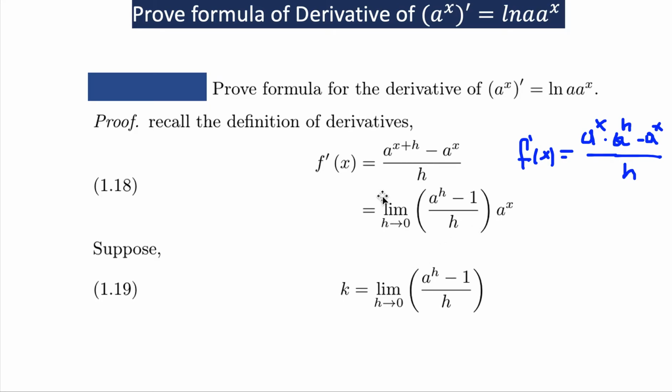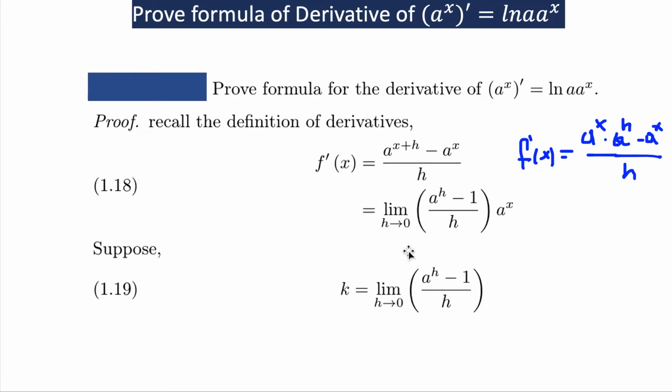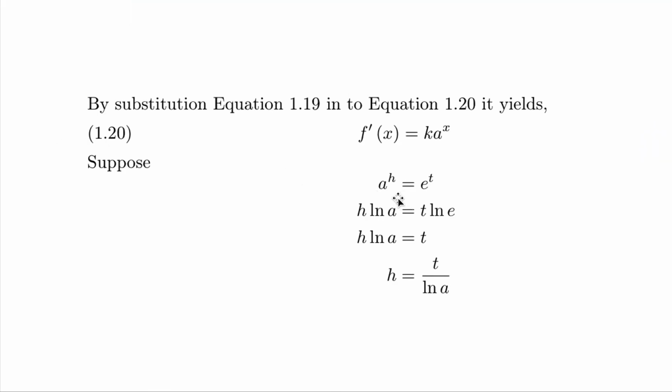Now this part, the limit as h goes to 0 of (a^h minus 1) divided by h, we substitute by k. Let's see what we are going to get. Since we are substituting, the derivative of f of x is going to be k times a^x. And now in this formula, we are going to substitute a^h by e^t.